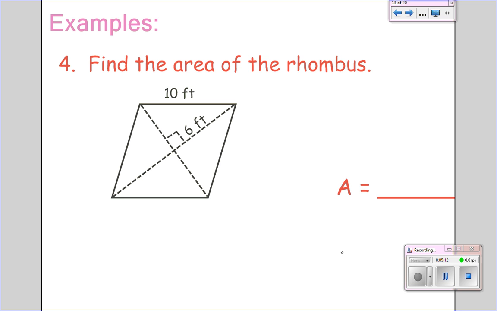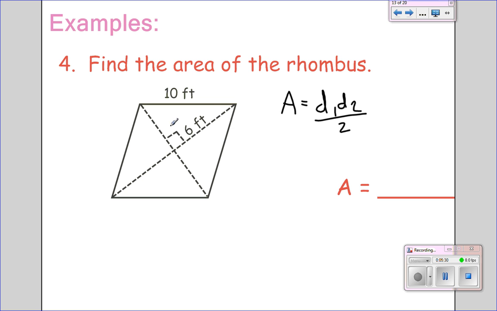Okay, sorry about that. I had a quick interruption. Let's go ahead and find the diagonals of this rhombus so that we can find the area. Because you remember, the area is diagonal 1 times diagonal 2 over 2. So we need to find this piece here.